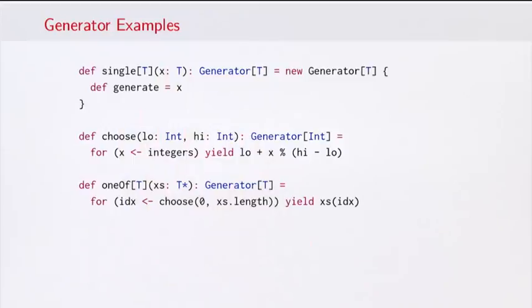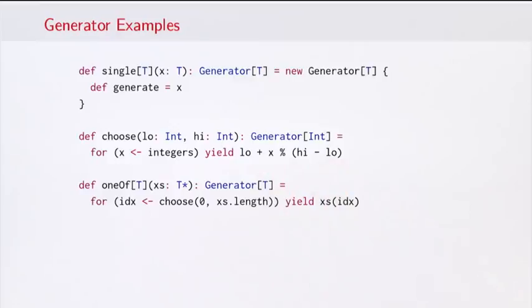Another building block is the choose generator. That would give you an integer in the interval between low and high. The way it would do that, it would take an arbitrary random value from the integers and would normalize it to be in the interval between low and high using this modulo expression here.